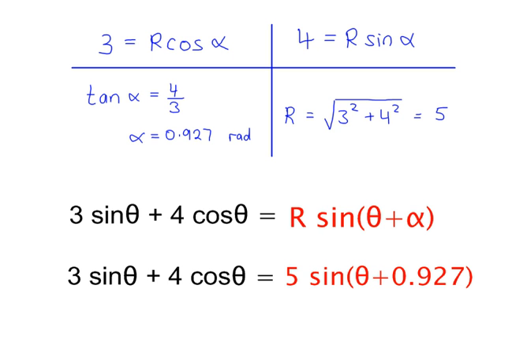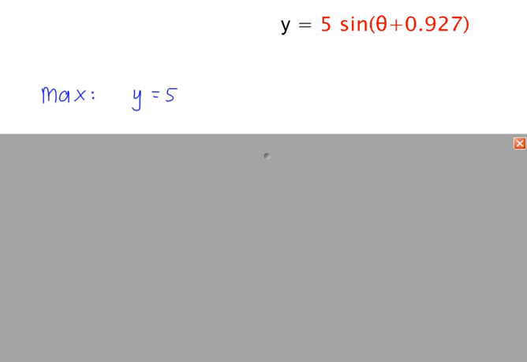Now the maximum of this function can be obtained by looking at this value here. We know that sine has a maximum of 1 and a minimum of -1, but this is a times 5 stretch in the y direction. So we know that the graph here will have a maximum of 5 and it will have a minimum of -5. So let's say we want to determine the angle theta for which we have this maximum where y is equal to 5.